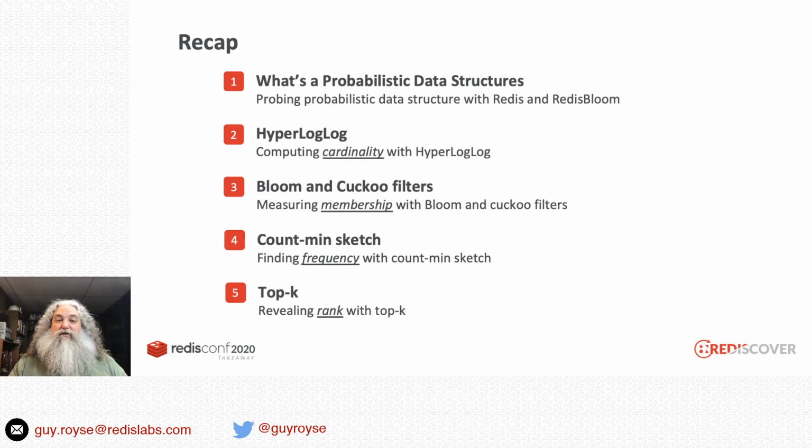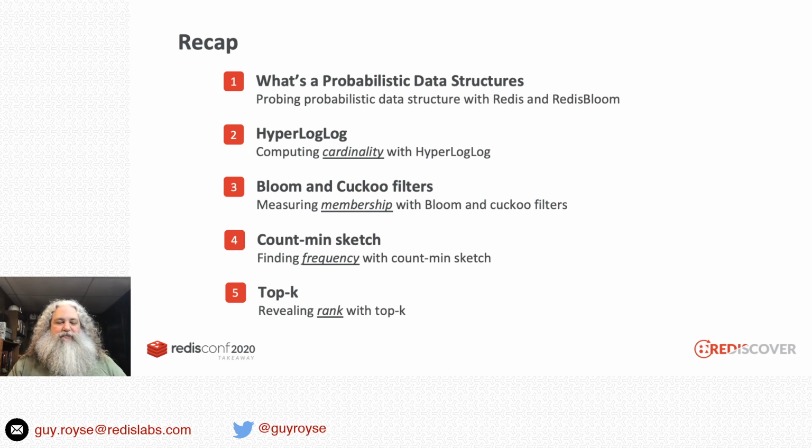Bloom and Cuckoo filters allow you to check for membership. They can tell you whether something is definitely not in them or whether it's probably in them, with a degree of error that, with a Bloom filter, you can control. Count-min sketch lets you find the frequency of items in a set. Basically, it's sort of like a bar chart. That can be very useful if you've got a set of things that you want to keep counters on, but they're really big and you want a nice tight structure as opposed to using a sorted set or something like that.